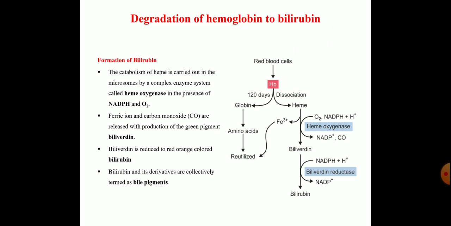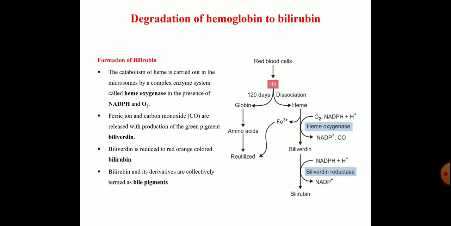So this is in detail about degradation of hemoglobin to bilirubin. After 120 days, the hemoglobin is released from the red blood cells and is dissociated into globin and heme. As globin is the protein part of the hemoglobin, it is degraded to amino acids, and these amino acids are reutilized in the body. Then the heme is the non-protein part.